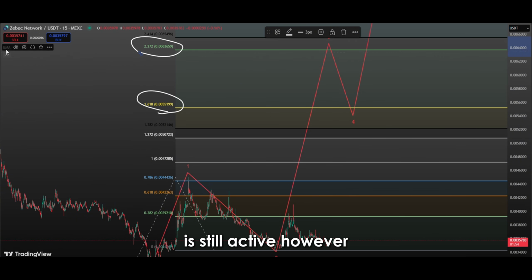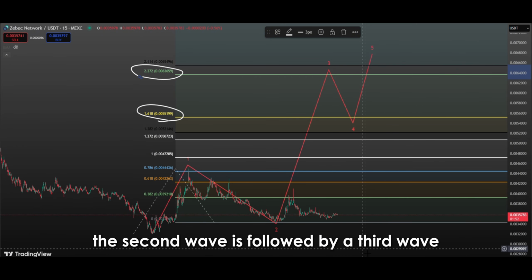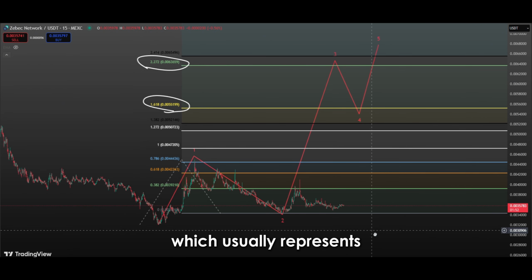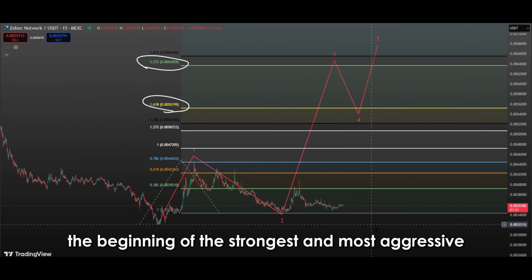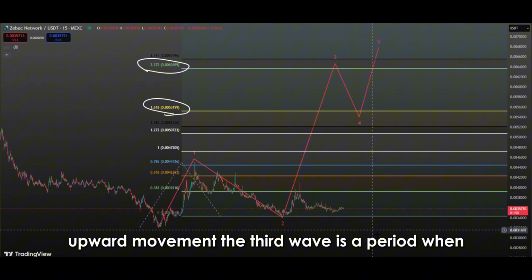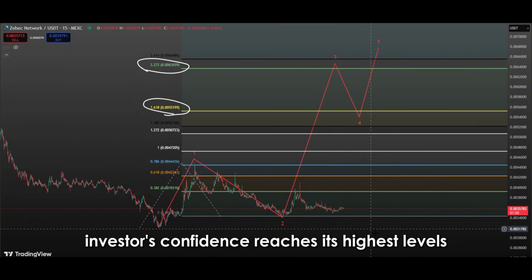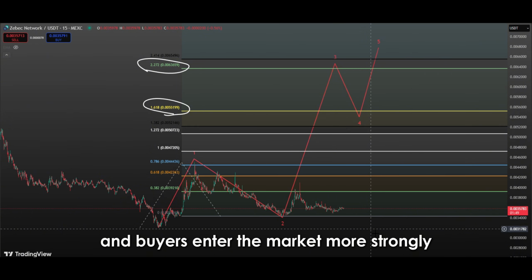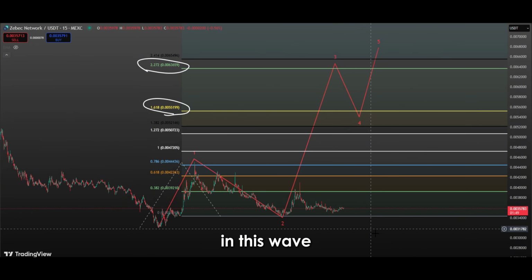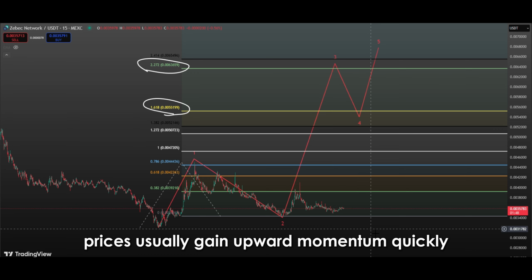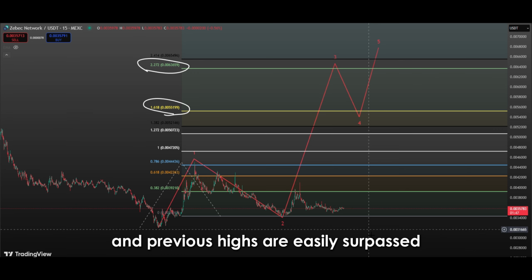This is because, according to Elliott theory, the second wave is followed by a third wave, which usually represents the beginning of the strongest and most aggressive upward movement. The third wave is a period when investors' confidence reaches its highest levels and buyers enter the market more strongly. In this wave, prices usually gain upward momentum quickly and previous highs are easily surpassed.